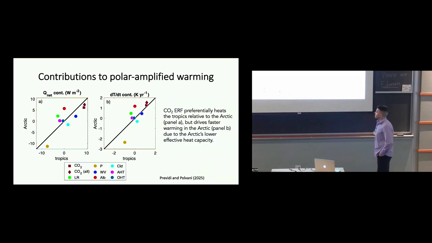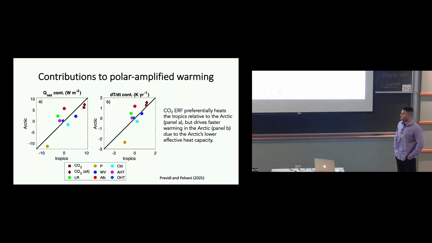So I would say that the primary result from this study is that these differences in effective heat capacity between the Arctic and lower latitudes are important for understanding this rapid development of Arctic amplification that we see in the 4 times CO2 simulations.